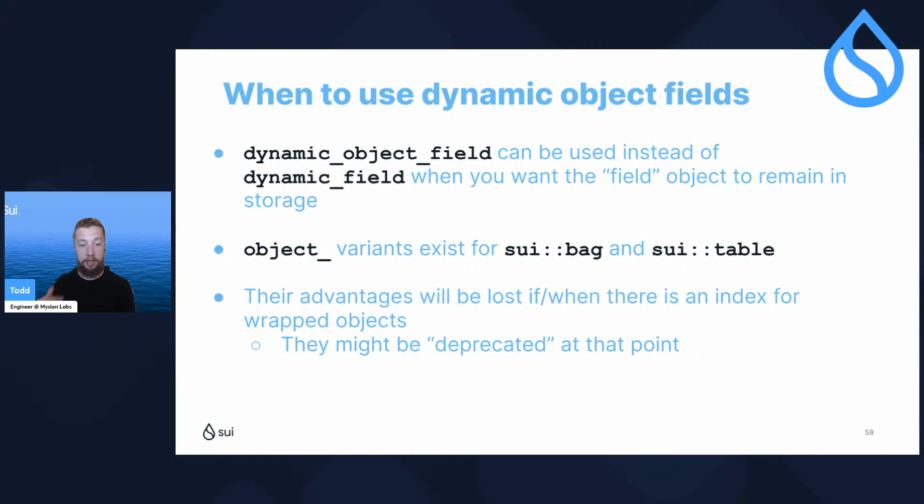So yeah, we might deprecate them at some point. Don't worry about it. I just wanted to raise this: if we get this index, you might start seeing a lint warning or something when using dynamic object fields. But for right now, they're a decent enough solution if you really need that behavior. Otherwise, you might want to just reach for dynamic fields.